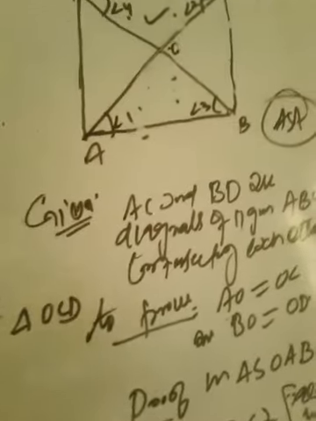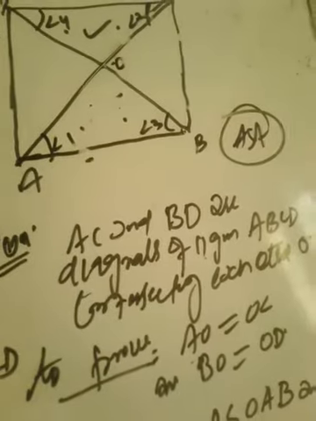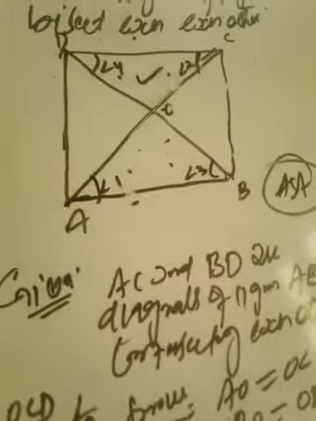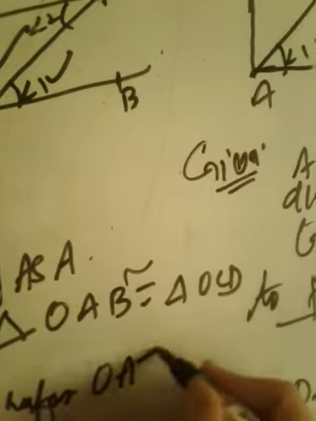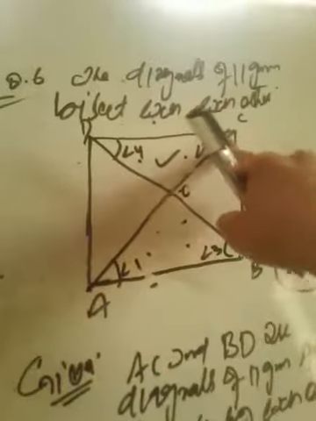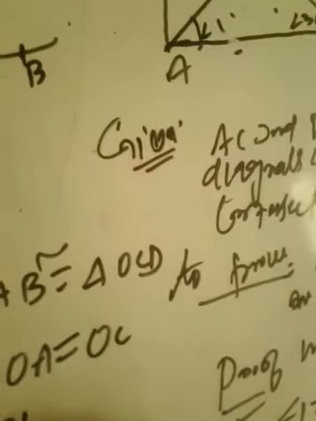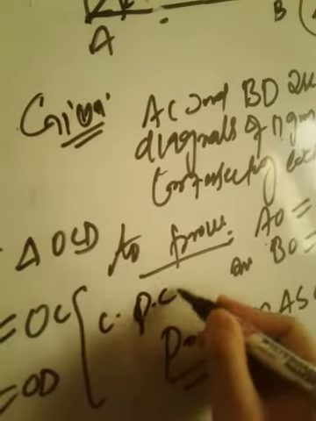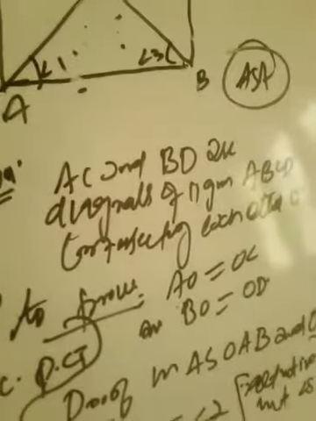What happens when two triangles are congruent? We did this concept frequently: whenever triangles are congruent, corresponding parts are equal. Therefore OA equals OC, and OB equals OD. The reason being CPCT, corresponding parts of congruent triangles. So this was all about theorem 8.6.